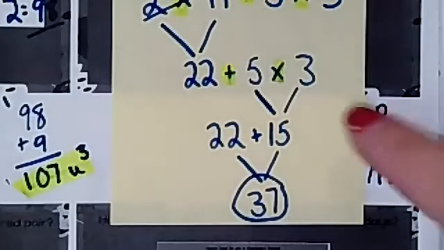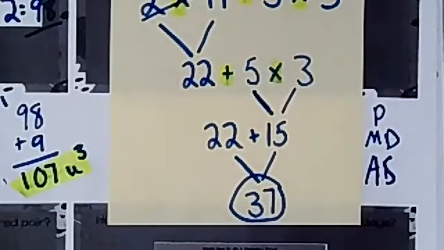Okay? Guaranteed that'll be one of the most missed questions because kids just get on a roll and go left to right instead of doing order of operation.